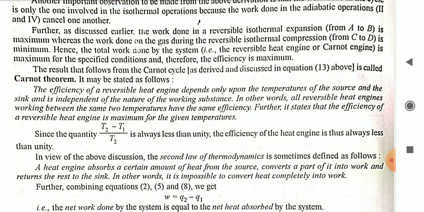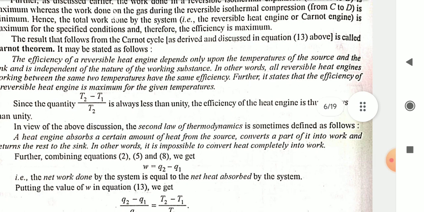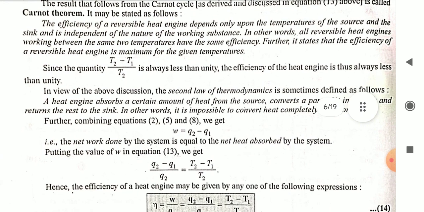In view of the above discussion, the second law of thermodynamics is sometimes defined as follows. The heat engine absorbs a certain amount of heat from the source, converts a part of it into work, and returns the rest to the sink. In other words, it is impossible to convert heat completely into work. Further, combining the equations, we get W is equal to Q2 minus Q1. The net work done by the system is equal to the net heat absorbed by the system.